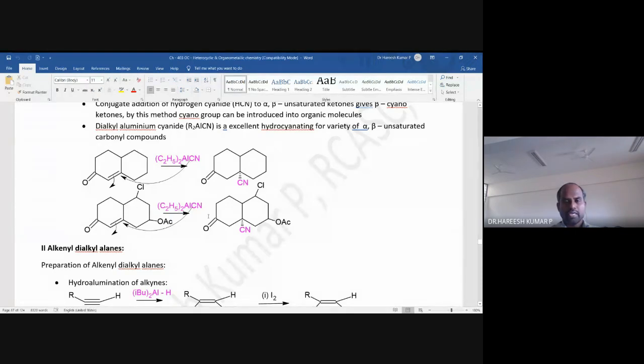Then here cyanide will add to this carbon, and aluminum will form a bond with this carbon, and on hydrolysis, aluminum is replaced with a proton. So that is how a beta cyano-ketone is obtained. Overall, what you need to write: hydrocyanation is the process where there is a conversion of an alpha beta unsaturated ketone into a beta cyano ketone.